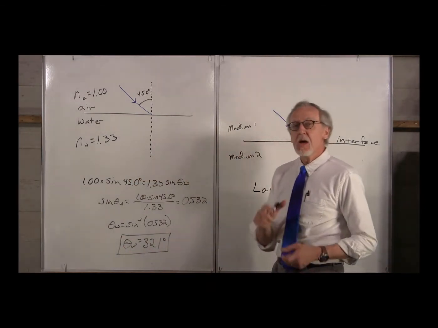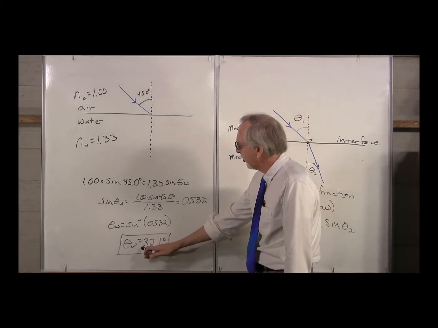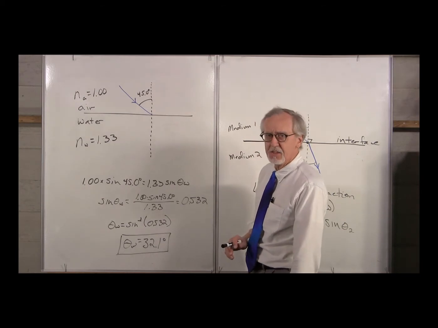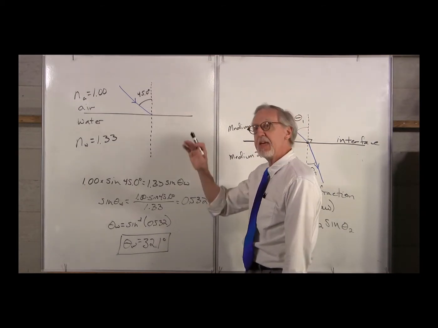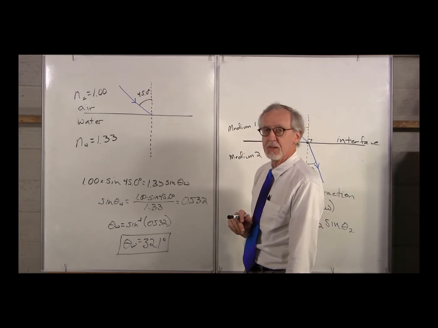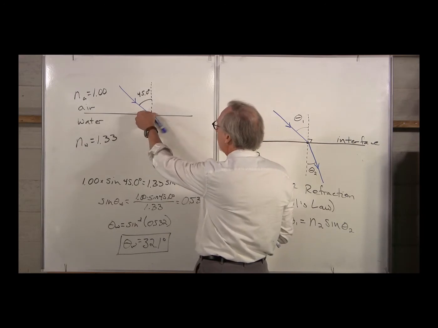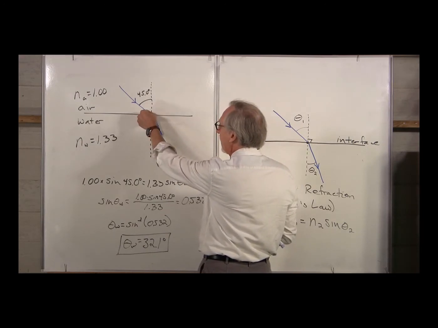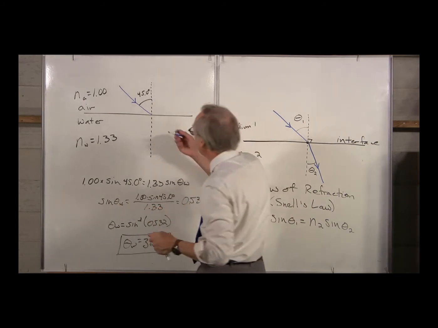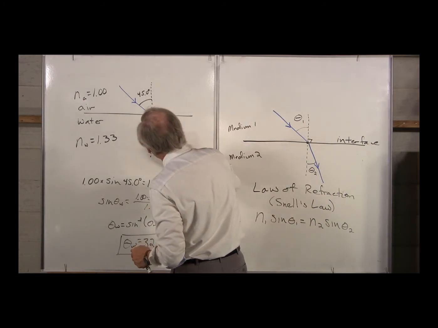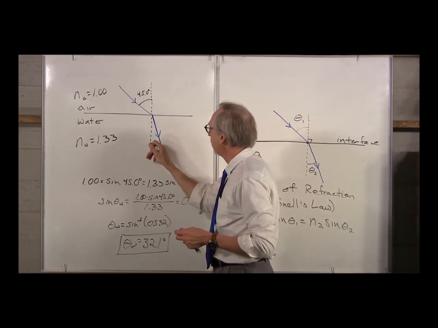Very good. I want us to notice a few things about this. First, 32.1 degrees is less than 45 degrees. In other words, the refracted ray is closer to the normal line than the incident ray. In other words, this ray is going to be refracted down like that, very similar to what we saw with the plastic in our demonstration. So we've got a ray that is going to refract down that way with a smaller angle.